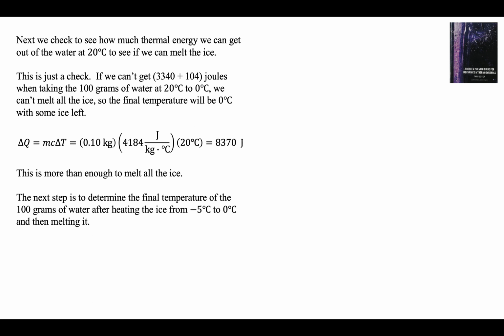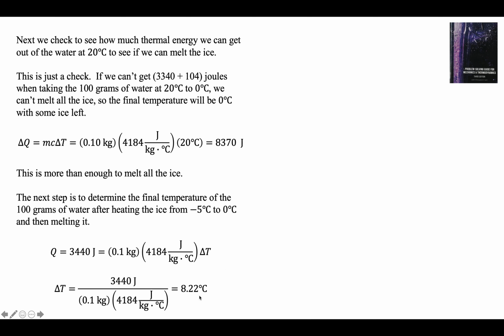So the next step is to determine the final temperature of the 100 grams of water after taking this much energy from it. Because it's going to cost this much energy to go from -5 to 0, and then ice at 0 to water at 0. So we're calculating the delta T of the 100 grams. This is liquid water. We're going to take 3440 out of it, and we're going to find the temperature change.